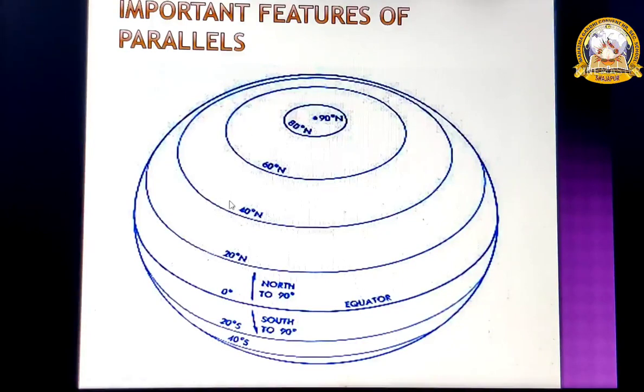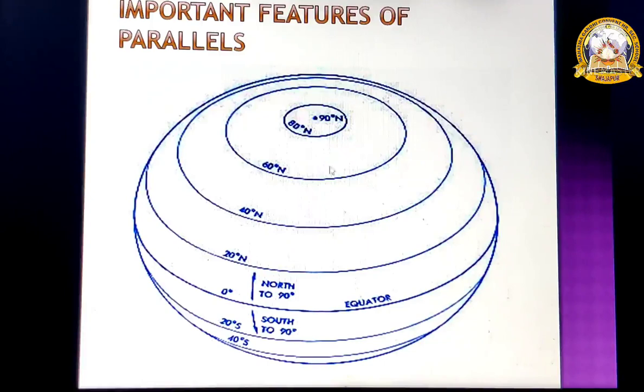All the parallels are located at equal distance from each other. एक parallel से दूसरे parallel की दूरी कैसी होती है? Equal होती है. So all parallels are located at equal distance from each other. Parallels neither cross nor touch each other, ये किसी को टच या क्रॉस नहीं करते एक दूसरे को, है ना.